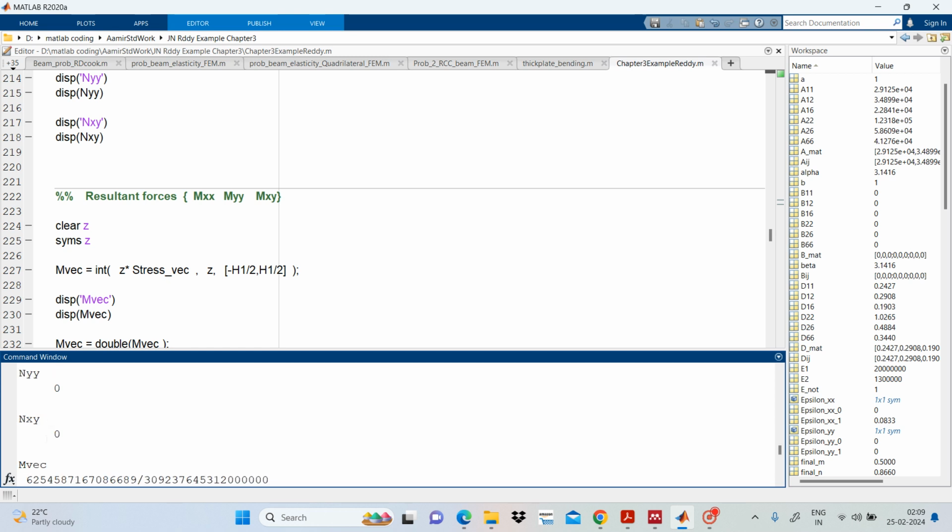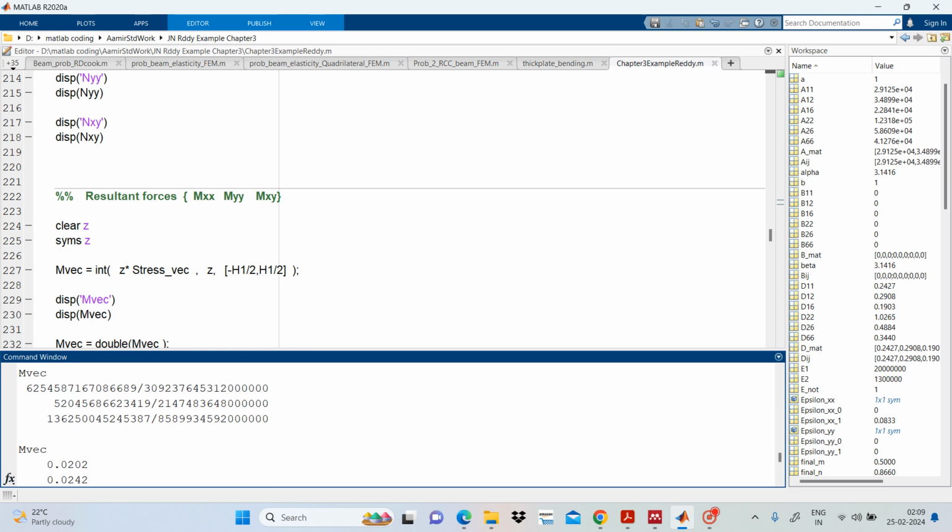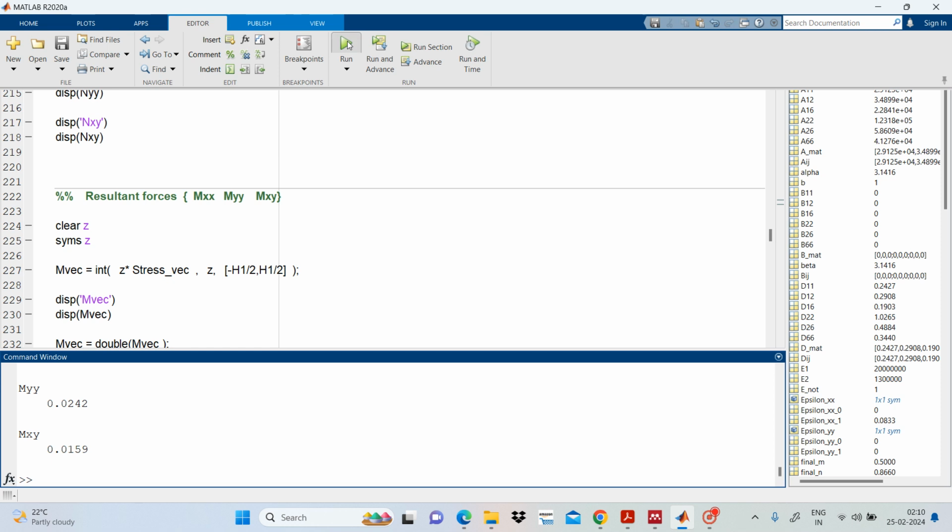So there is no stretching part, therefore there would be no axial resultant forces. Nxx, nyy, nxy are 0. But we have the bending strain epsilon 1 xx, so we are getting the bending moments in the xx, yy, and xy directions. We have given a rotation angle of 60 degrees. If we give 0 degree, let's see what difference we find.